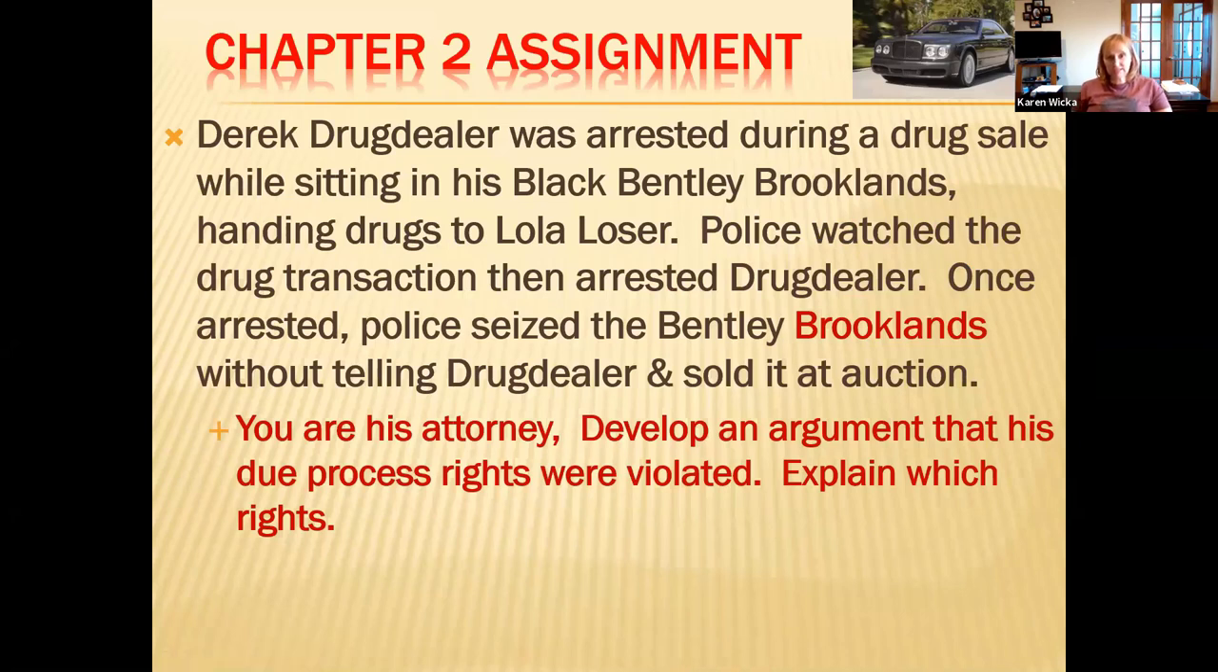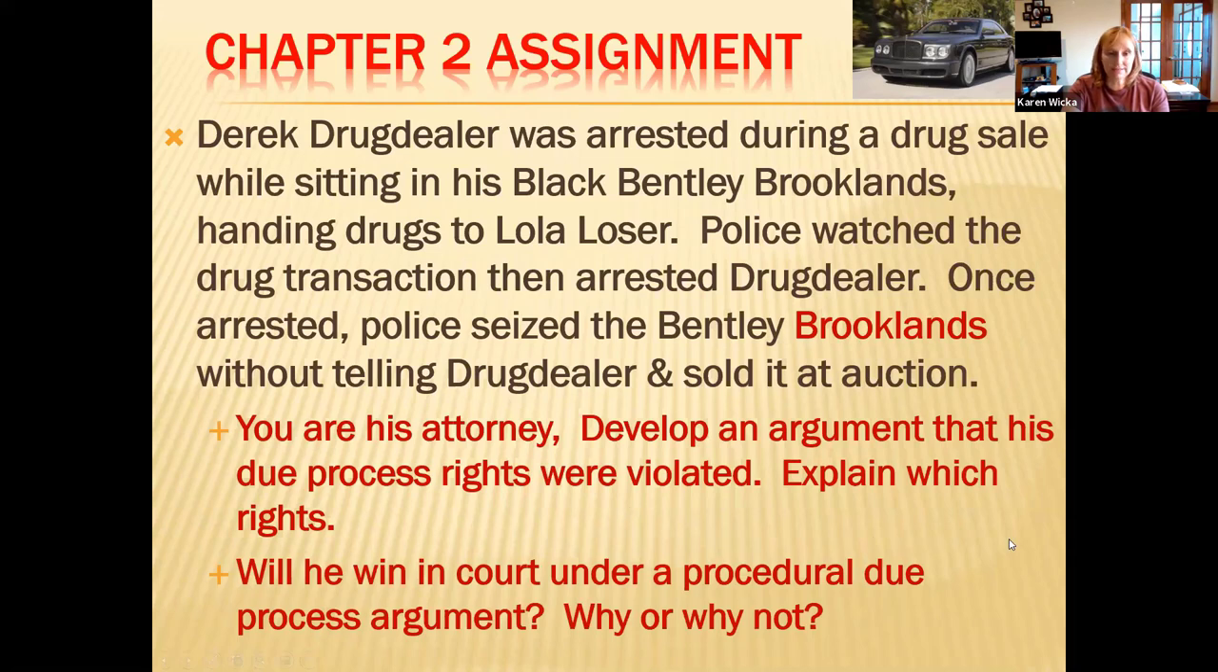So what I want you to do is take what this says and start doing chapter two assignment. So read through chapter two assignment. Now you are Derek the drug dealer's attorney, and you are going to argue that his procedural due process rights were violated. So as a hint, remember, for procedural due process, you need notice and a fair hearing. So in your answers, make sure your argument is either arguing that he wasn't given notice of something, or something was not provided that made him have a fair hearing. So make sure those things are incorporated in your answer. Those are the types of things I'm looking for. You're going to argue that his procedural due process rights were violated because either his notice or fair hearing or both provisions were violated. Make sure you explain to me why, how. Be specific, okay? And then, do you think he will win? That's the last part, okay?